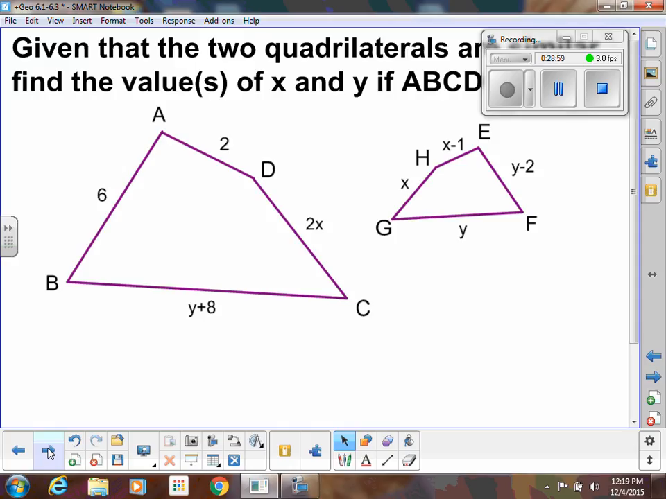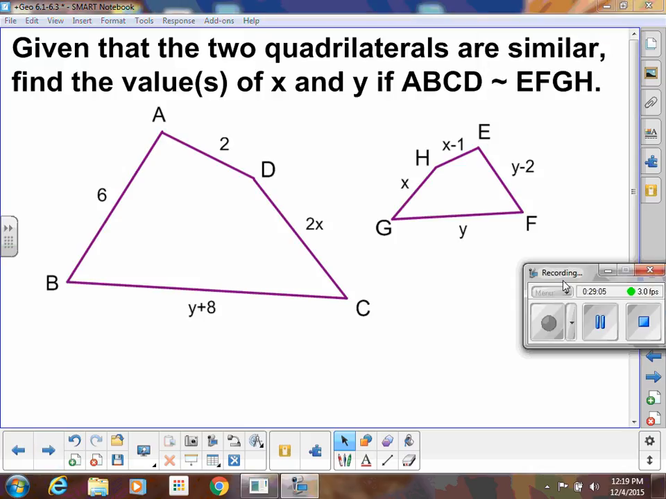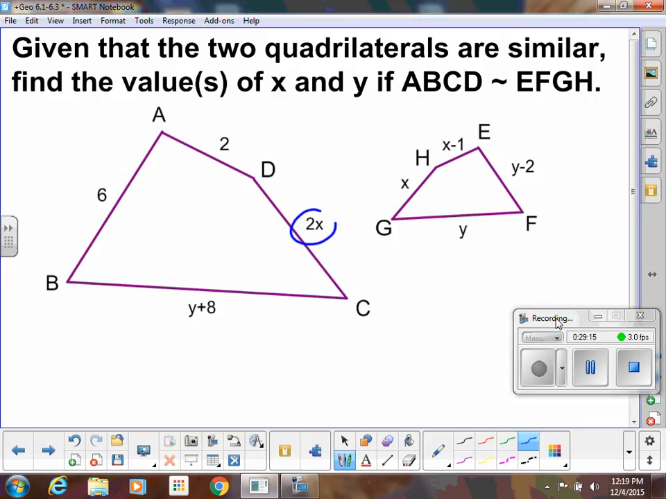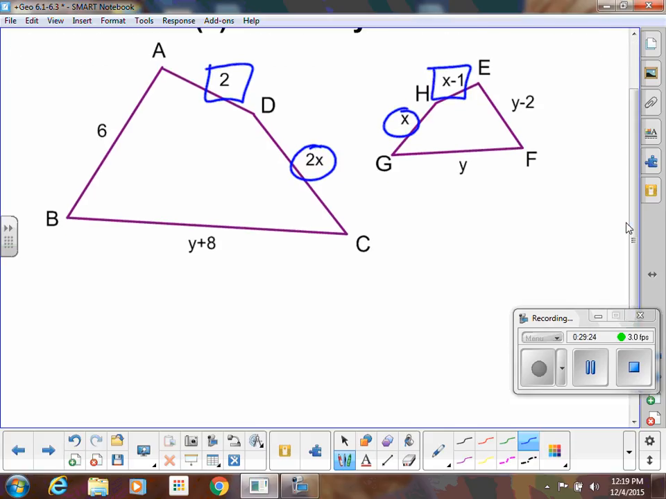Let's do this one. This one is kind of the same idea, but we're going to have a different looking proportion. So we're given that these are similar, and we're going to solve for X and Y. So if I look at what's going to be similar to each other, I'm going to have 2X matches up with the X, and then 2 matches up with this, X minus 1. So let's make a proportion.